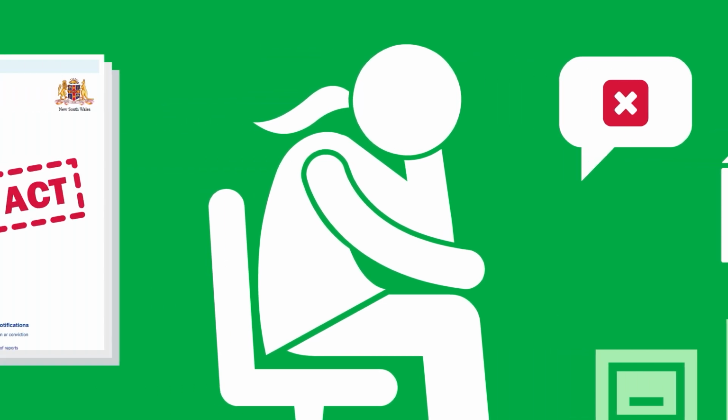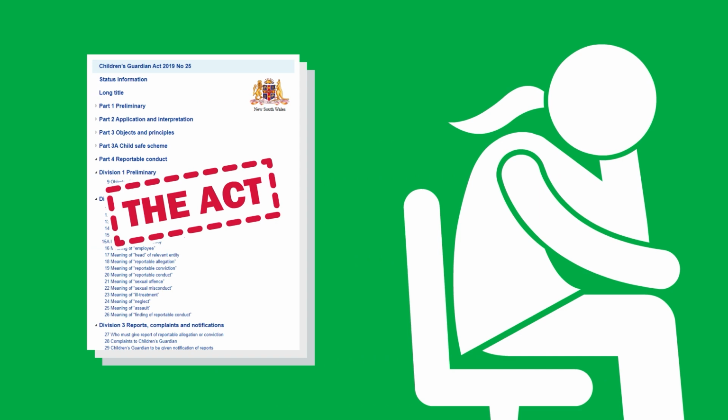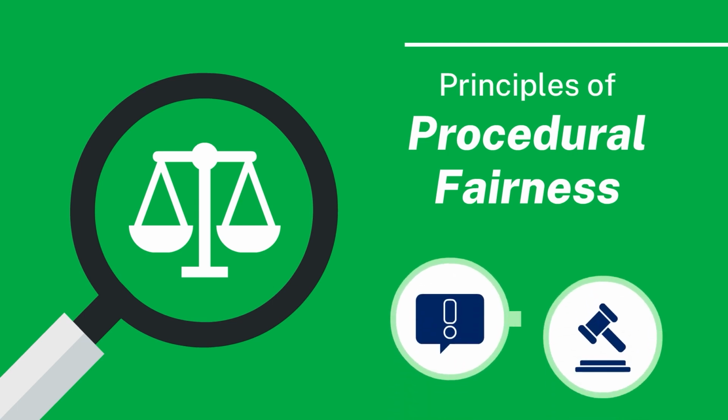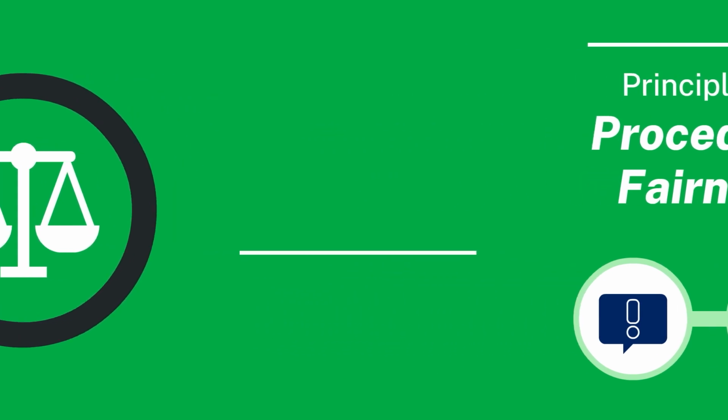Employees are often really concerned that they won't have the opportunity to respond to the allegations against them, or decisions will be made without considering the evidence they have to bring. The Act requires the head of your organisation to have regard to what are called the principles of procedural fairness when they're handling or responding to a reportable allegation or reportable conviction.